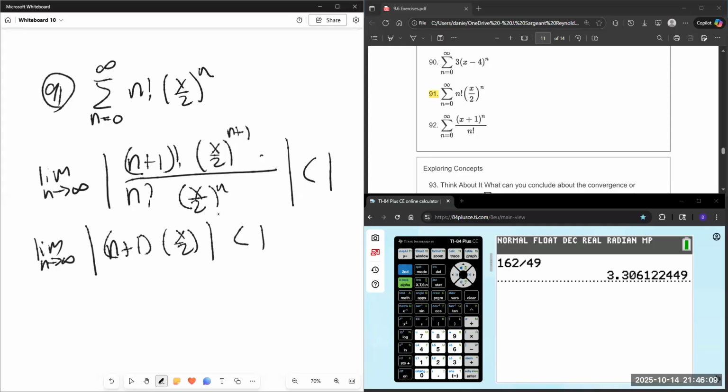So I have an issue where I have infinity times something and I need it to be less than 1. So the only way that's going to happen is if this something with an x here is equal to 0, because the only way that I get something times a really big number to be less than 1 is if this other number is 0, because 0 times anything is 0. So x has to be equal to 0. This is what we call pointwise convergent, or it only converges at a single point.